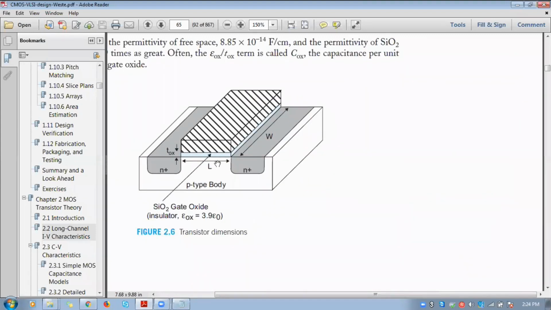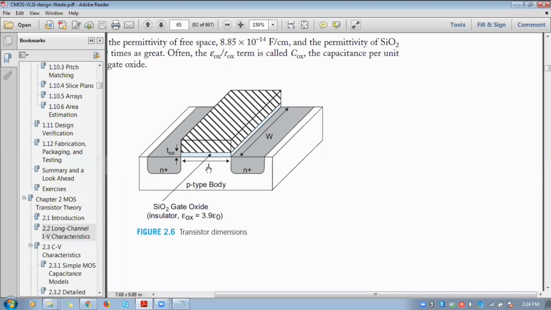So time, what they have mentioned, is the time taken for an electron to travel from the source to the drain. That only we have to find out. In order to find the time, we need distance as well as velocity, because speed equals distance by time. So if you want to find time, we have to divide distance by velocity.